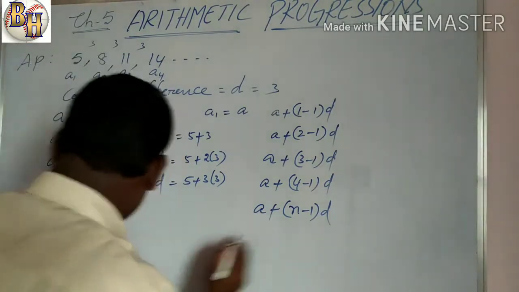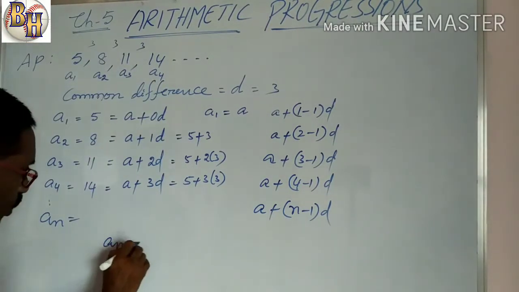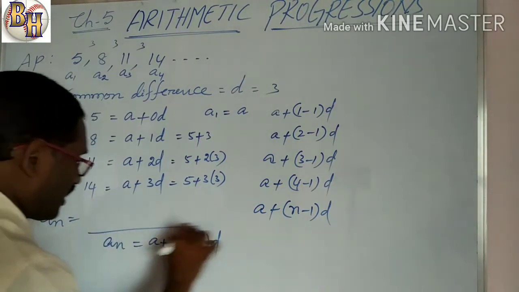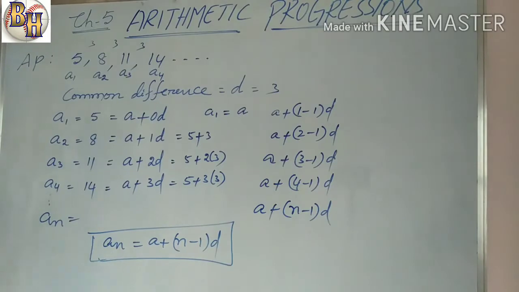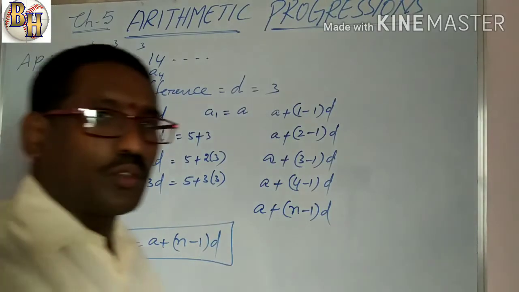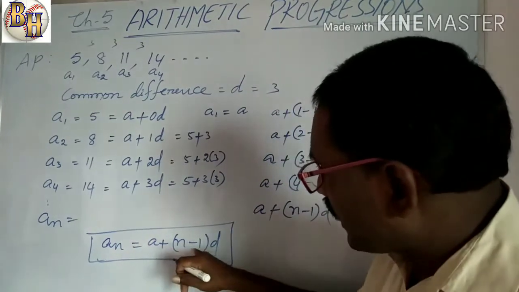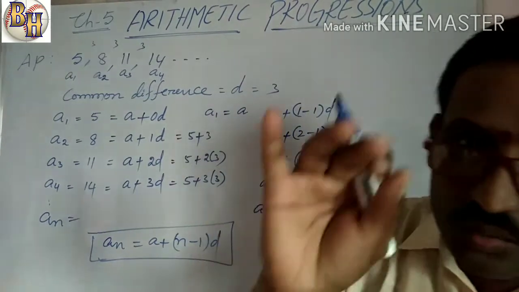This is a very important formula for us. An is equal to A plus (N minus 1) into D. This is the most important. How to find the nth term? Do you understand? Here the nth term means An is equal to A plus (N minus 1) into D.